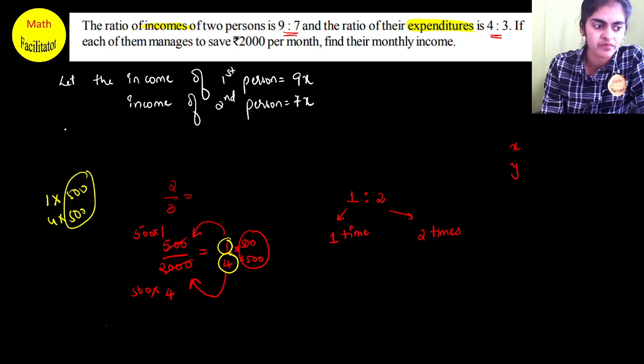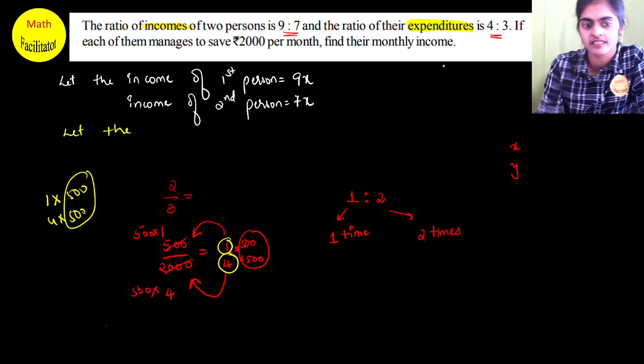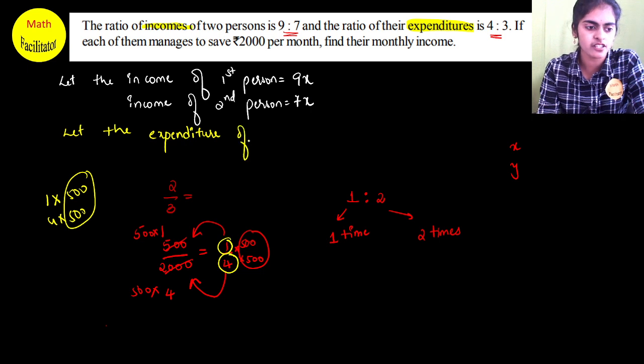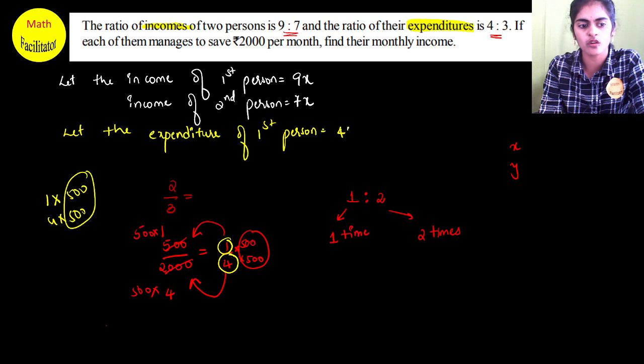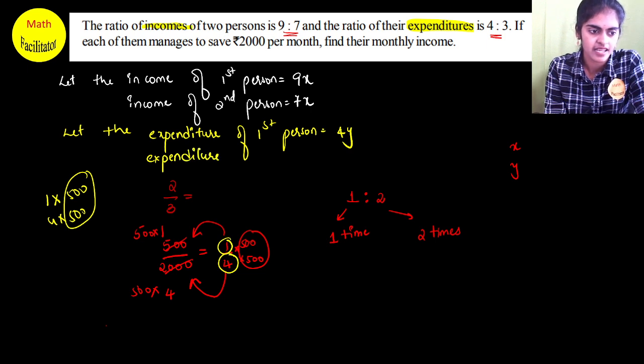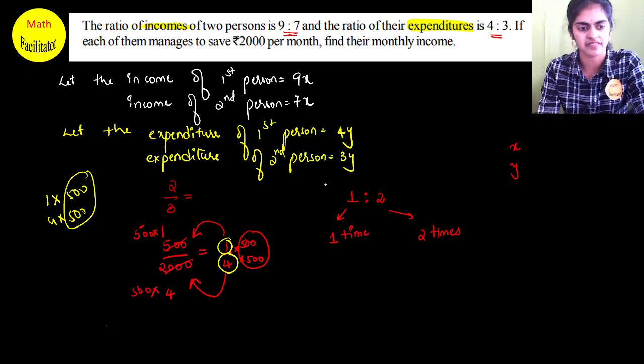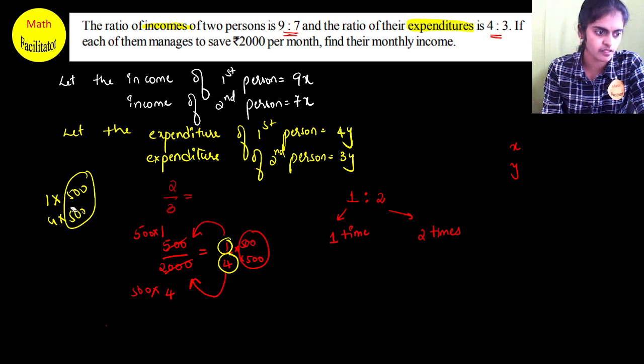And also the expenditure ratio is given. So let the expenditure of the first person be 4y, where y is a common factor, and the expenditure of the second person be 3y, which is 3 times y, where y is the common factor. Is it clear, everyone?